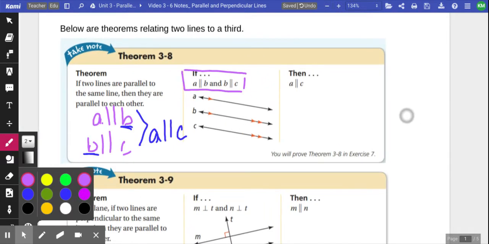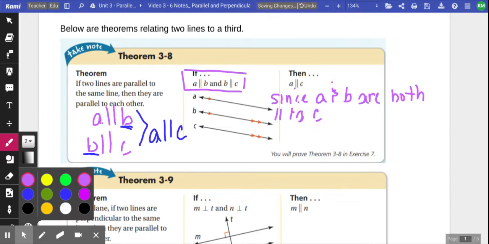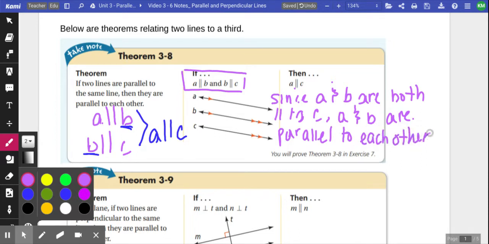So since A and B are both parallel to C, A and B are parallel to each other. Okay, so since A and B are both parallel to C, A and B are parallel to each other.